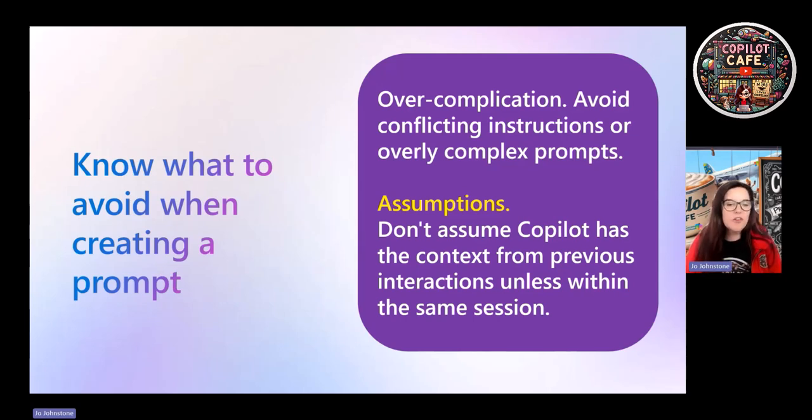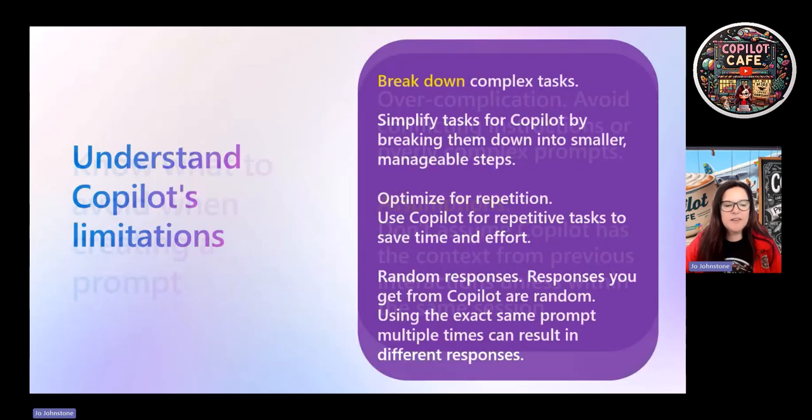And then assumptions. Don't assume Copilot has the context from previous interactions unless you're within the same session. It doesn't remember that 5 chats ago, when you've refreshed the chat, you asked about certain information. So don't think that is the case. And I already mentioned this: understand Copilot's limits. Break down complex tasks, simplify it into more manageable steps, and you'll get better responses.